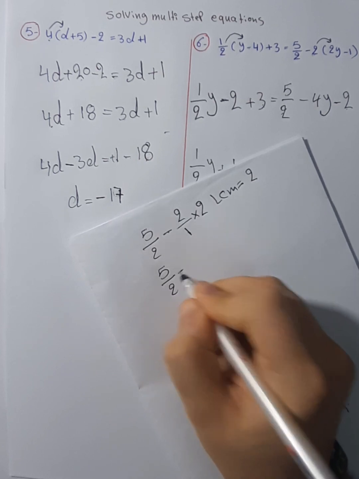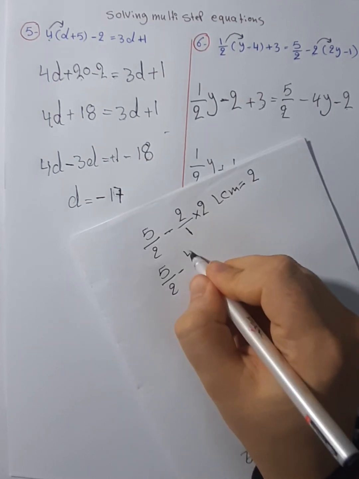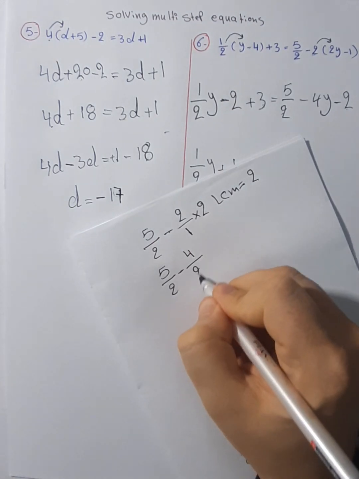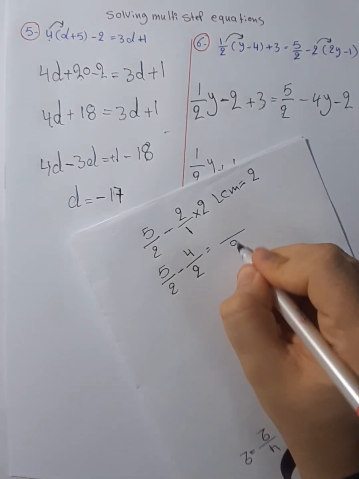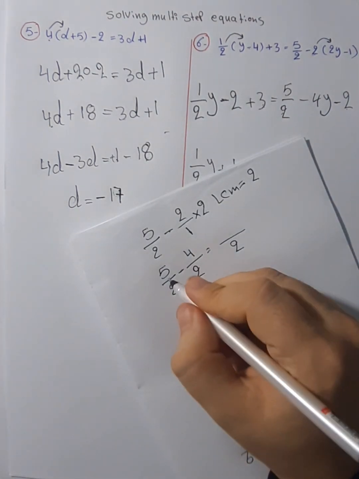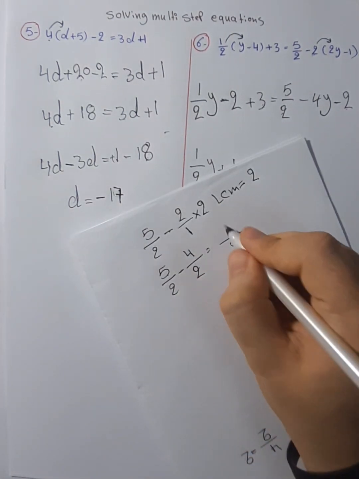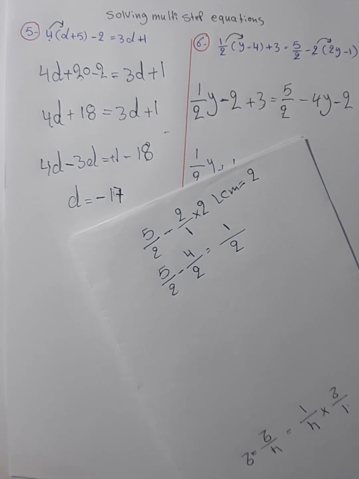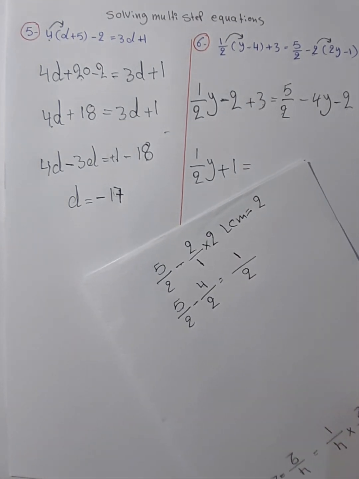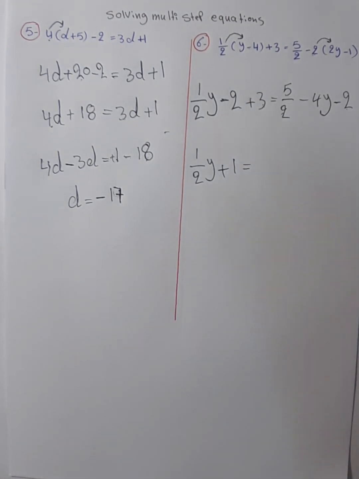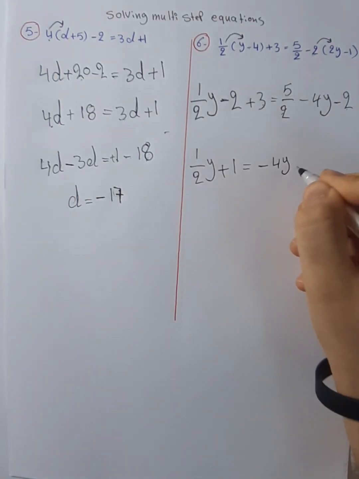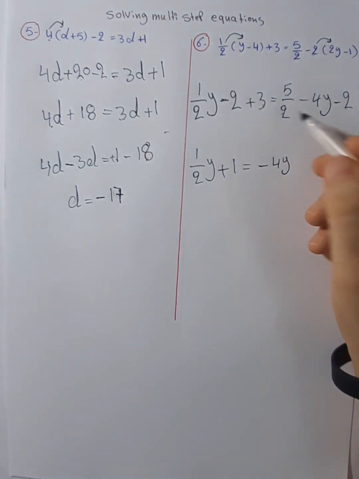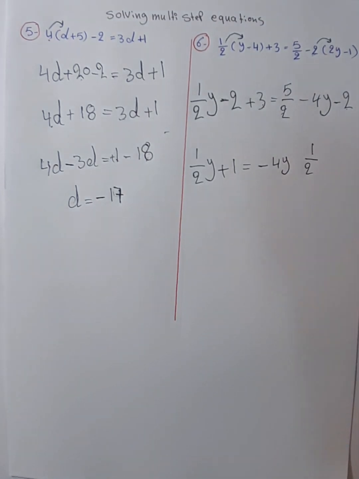5 out of 2 minus 2 times 2 equal to 4, 2 times 1 equal to 2. After that you have to write 2 as a denominator, and then for the numerator 5 minus 4 equal to 1. So we have to write minus 4y and then 1 out of 2.